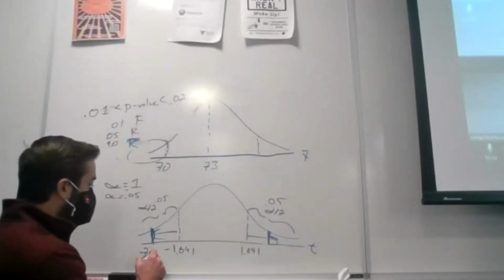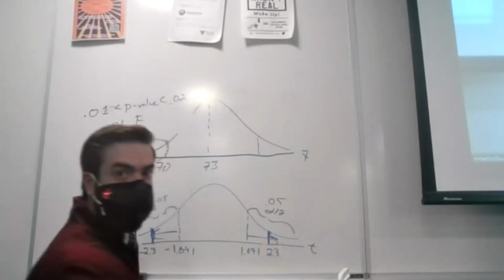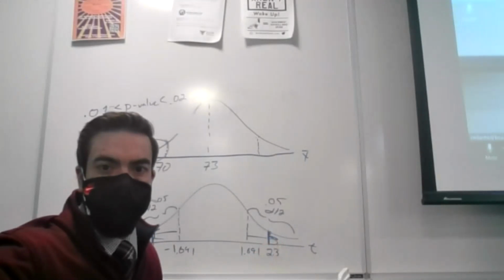So negative 3 something, and positive 2 point, that doesn't sound right. Is that right?